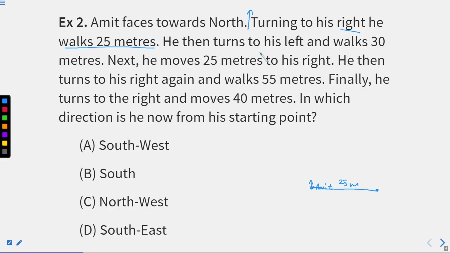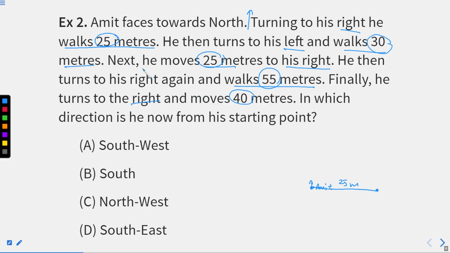Then he takes a turn to his left. Make sure of the directions, right or left, right? Now he moved to the left and walked 30 meters, right? Next, he moved 25 meters to his right. He then finally turned to his right again and walked 55 meters, right? So you can easily mark all the distances. First 25 meters, second 30 meters, then again 25 meters. Then on his right, he walked 55 meters, and finally he turned to his right and moved 40 meters.